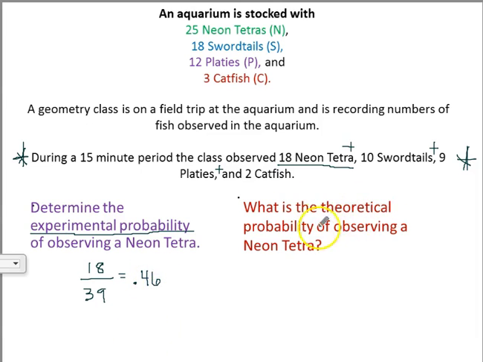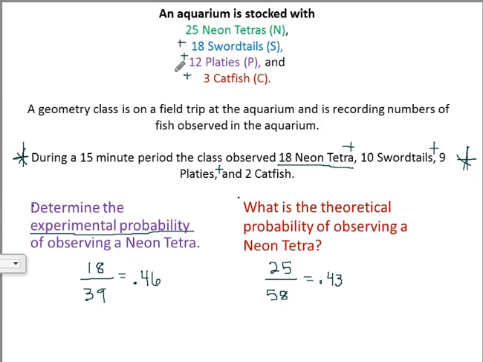Now let's find the theoretical probability of observing a neon tetra. So now we're going to go theoretically, we want to use the total number of fish in that aquarium. So we're going to go up to this data. Neon tetra, there are 25. So 25, how many total fish are in there? Well, 25 plus 18 plus 12 plus 3. There are 58. So if we want to find a decimal form, 25 divided by 58 is 0.43.